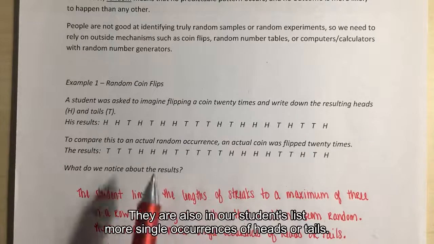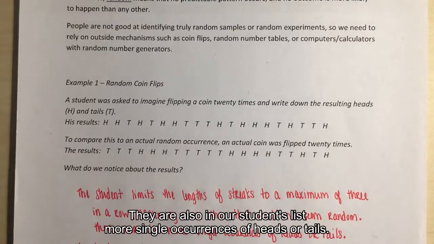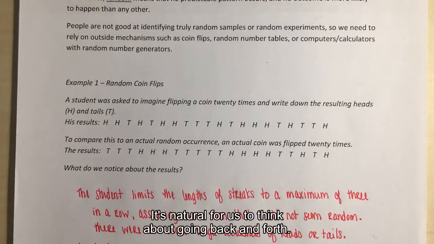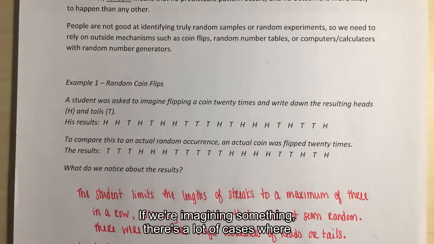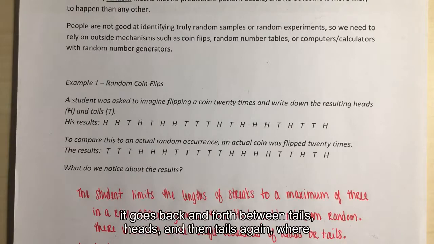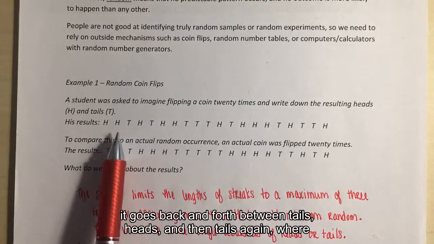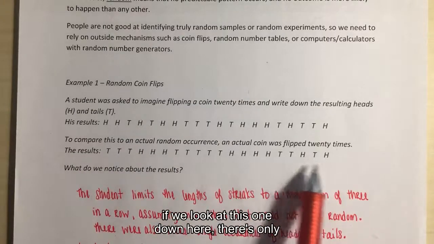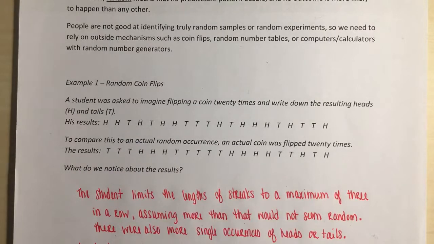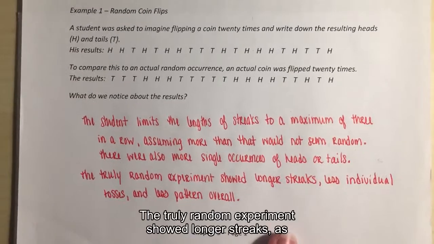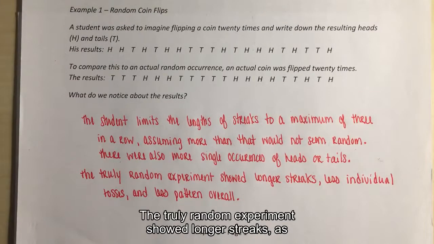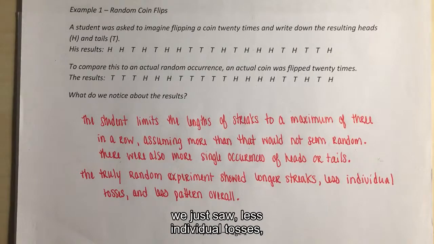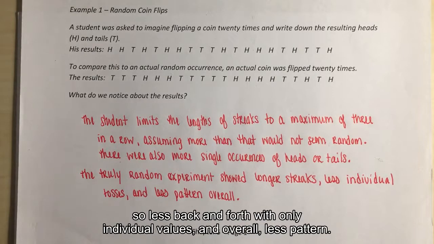There are also in our student's list more single occurrences of heads or tails. It's natural for us to think about going back and forth. So if we're imagining something, there are a lot of cases where it goes back and forth between tails, heads, and then tails again. Whereas if we look at this one down here, there's only a couple of single occurrences down at the end. So the truly random experiment showed longer streaks, as we just saw, fewer individual tosses, so less back and forth with only individual values, and overall less pattern.